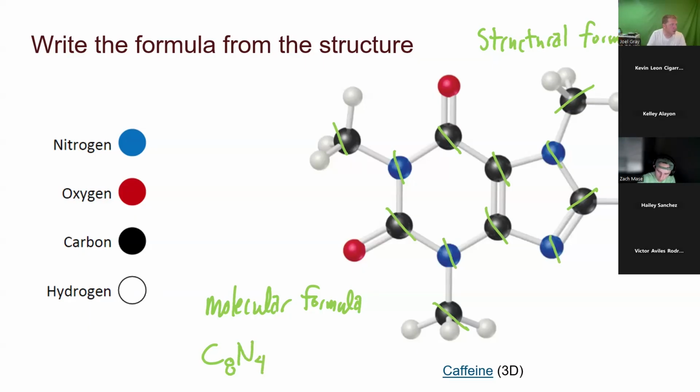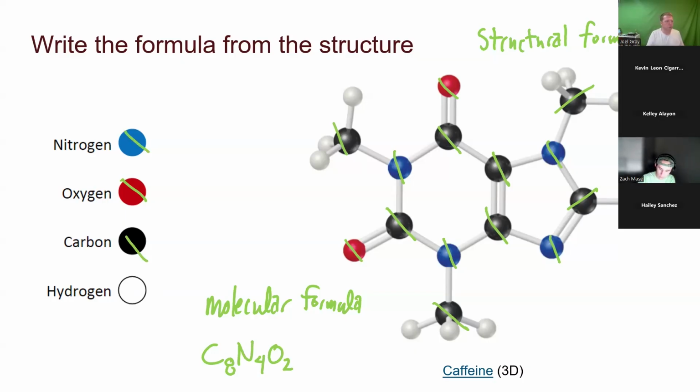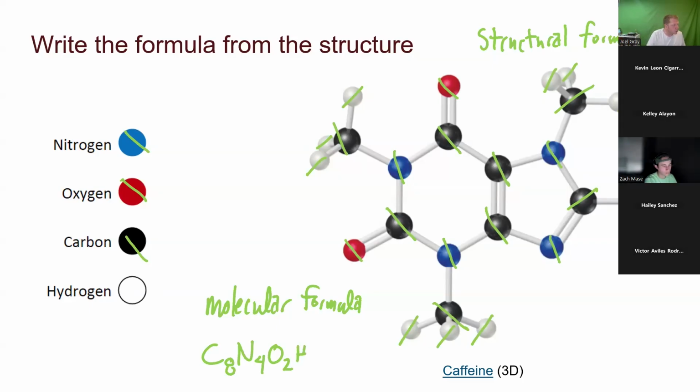Last but not, well, not last but not least, I'm going to go on to oxygens. 1, so 1 and 2. O2. So I've got carbons, nitrogens, oxygens. Last but not least are hydrogens. Hydrogens are 1, 2, 3, 4, 5, 6, 7, 8, 9, 10. H10.